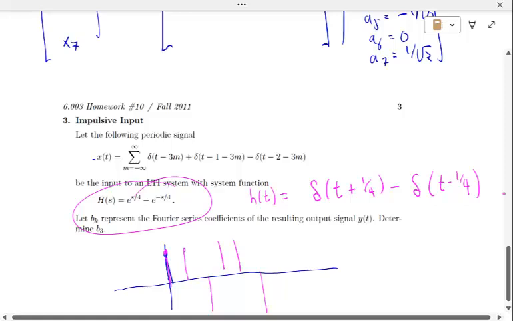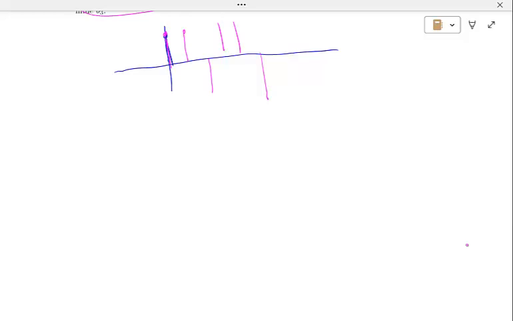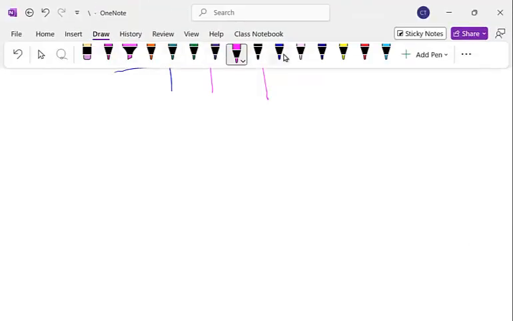Okay? So I have to apply this to each of these spikes here. So what's going to happen here? t plus 1/4, t minus 1/4. I'm going to need some more room here, so I'm going to redraw this but make it bigger.